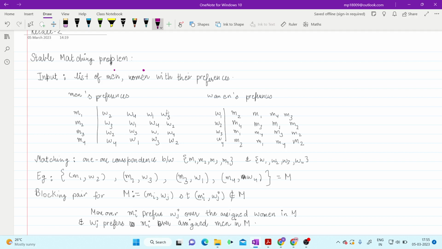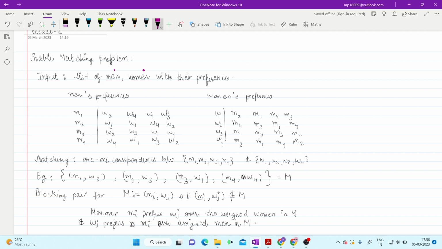So this is a list of men, and this is a list of women. We have four men and four women, and the men have listed down women in the order of their preferences, and women have listed down the men in the order of their preferences. So now the question is to find a stable matching for this data.